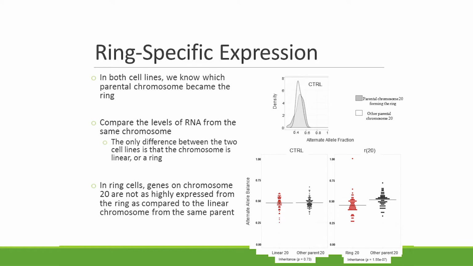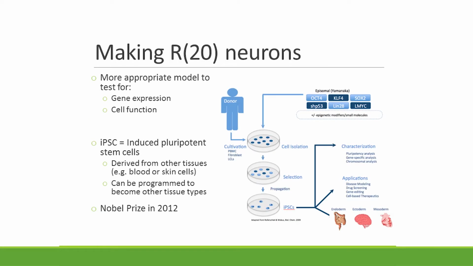So that was one of the hypotheses, that the ring is affecting gene expression, and we do see that it is. And again, this is in fibroblasts. This is not in brain tissue. So what we really wanted to do is look in tissues that we know should have more of an effect, brain tissue.